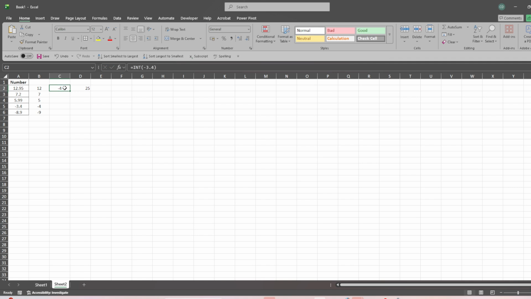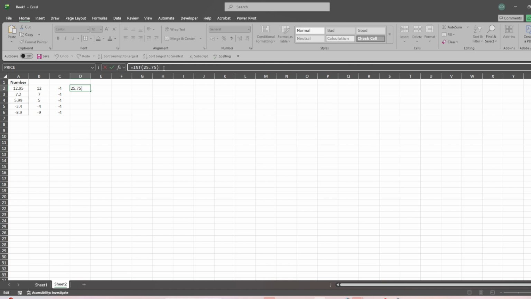You can also use INT just to remove the decimal portion from a positive number. For example, equals INT open parenthesis 25.75 close parenthesis returns 25. This is a quick and easy way to convert decimal values into whole numbers when needed.